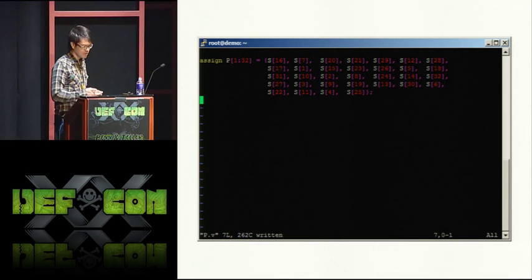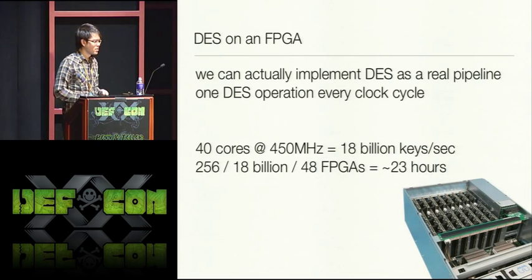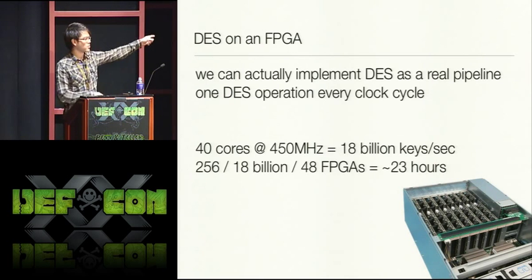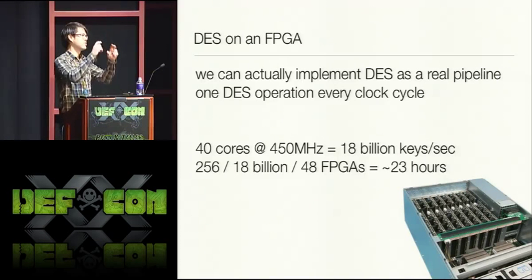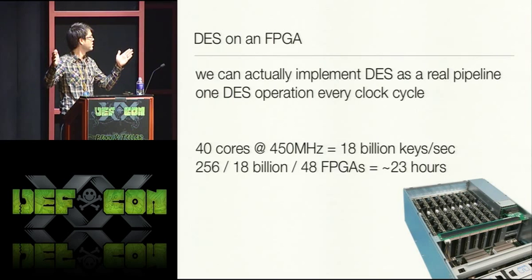And so a while ago, we implemented DES just to see how fast we could get it on FPGAs. This is a picture of one of our servers down on the bottom here. It's just a 4U rack mount server. It draws about 2 kilowatts. We implemented DES as a real pipeline. On an FPGA, each one of those stages of DES you can implement and then have just registers in between them. So as you flow data in, it just gets clocked along through the whole thing. And once the pipeline is full, you get an actual DES operation every single clock cycle.